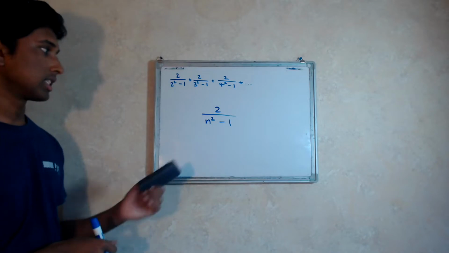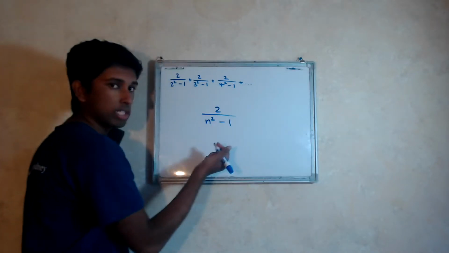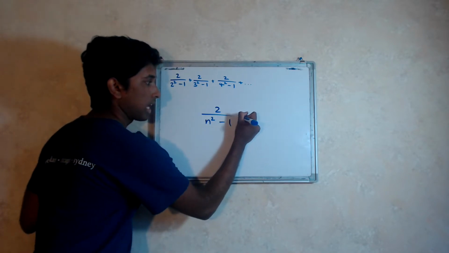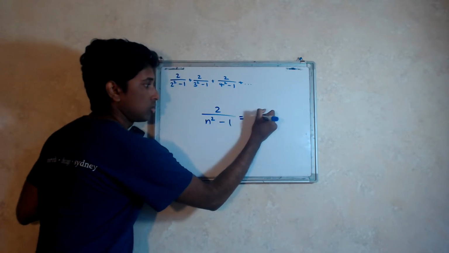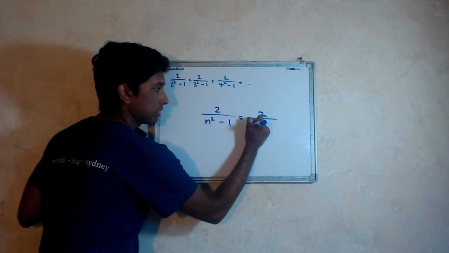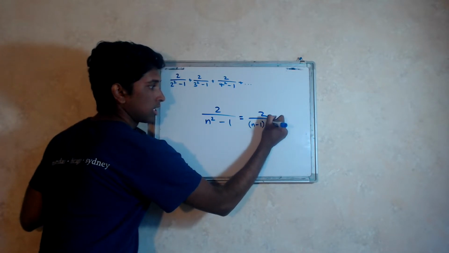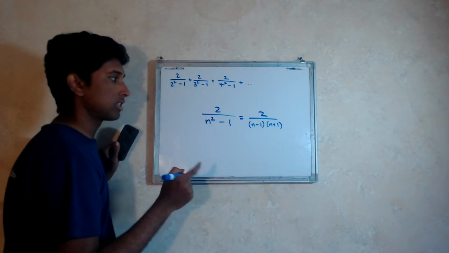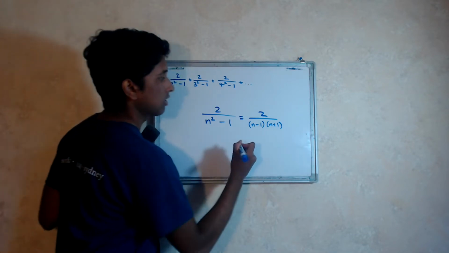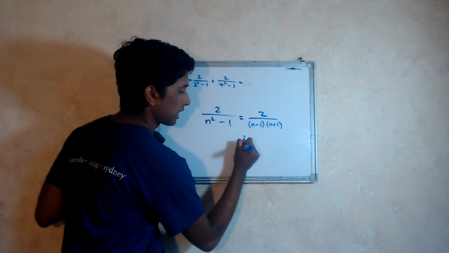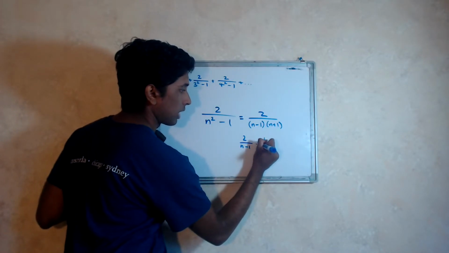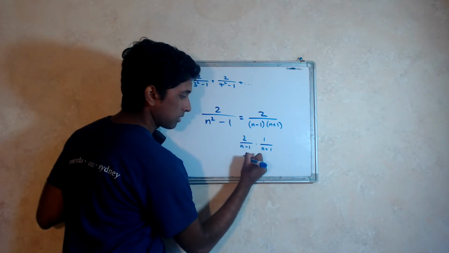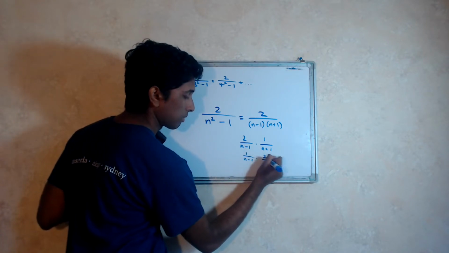But hey, look at this. I actually recognize this. This is a difference of squares. That's a factorization technique, and we can actually use that to get 2 over n minus 1 times n plus 1. Now hey, that actually lets us break the fractions up. So check this out. You can write 2 over n minus 1 times 1 over n plus 1, or maybe 1 over n minus 1 times 2 over n plus 1.